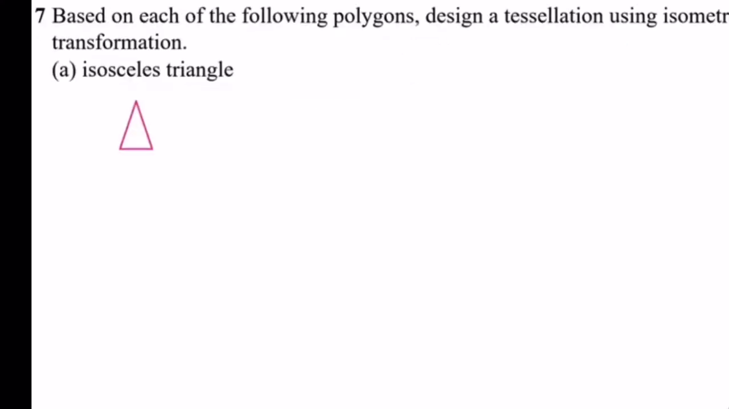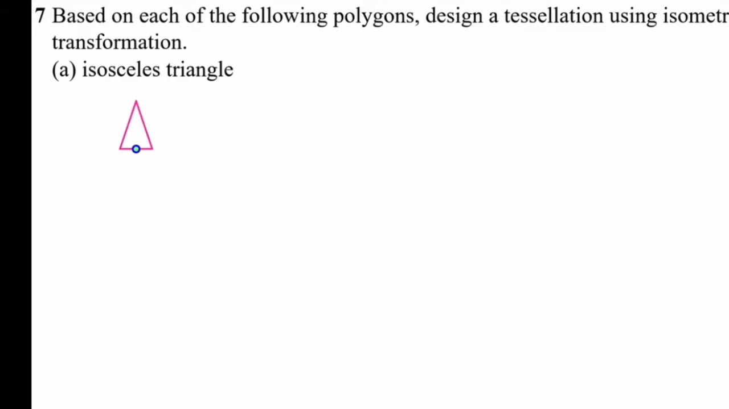Okay, for number 7, based on each of the following polygons, design a tessellation using isometric transformation. So we are given the isosceles triangle. So let's tessellate the triangle. Tessellation means that we are going to duplicate, I'm going to photocopy exactly the same size, and we're going to paste it until there is no gap between each of the shapes. All right, there is no empty space between the shapes. So let's tessellate the triangle.